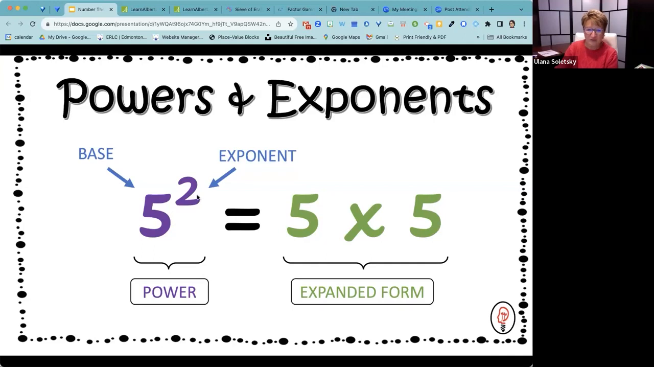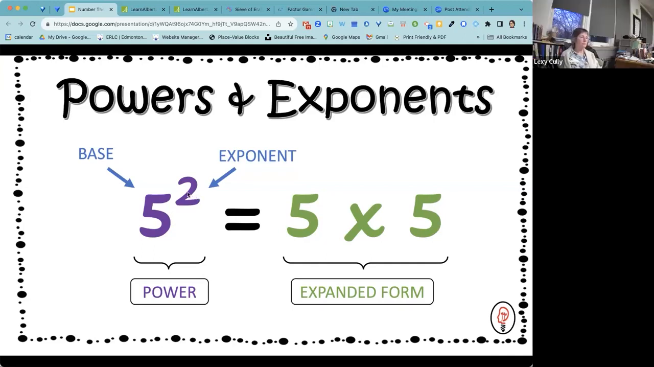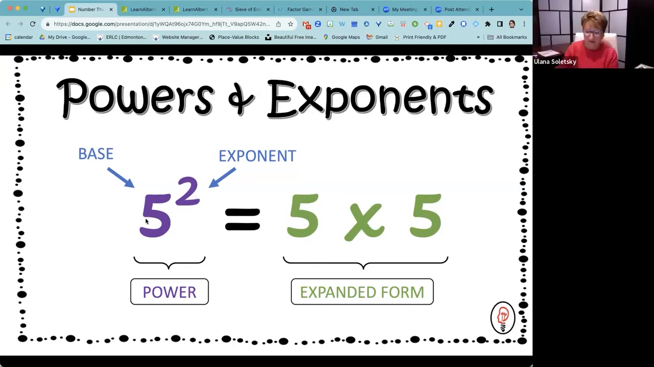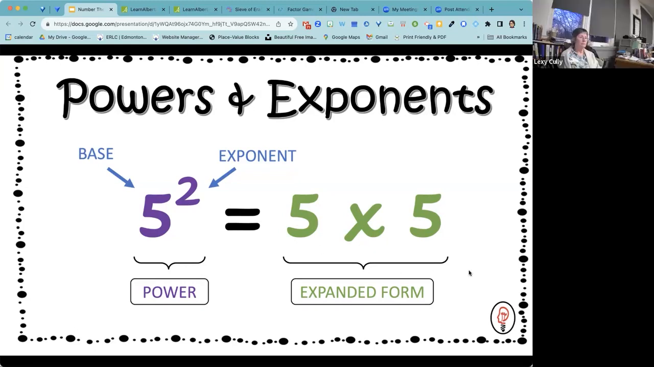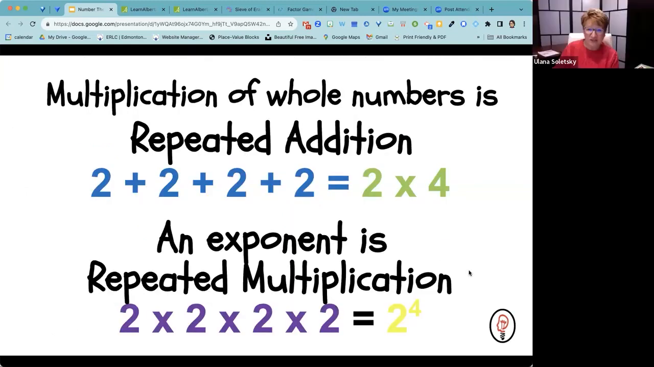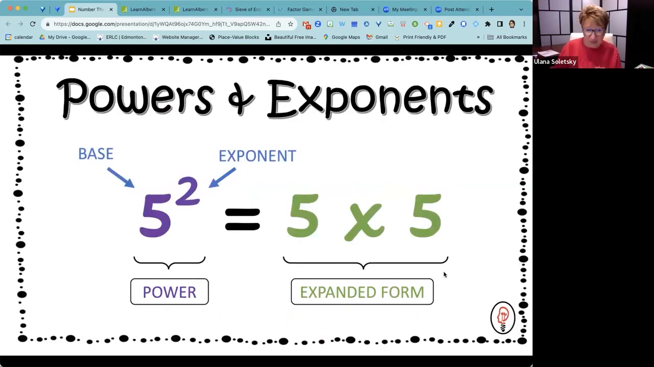And so 5 to the power of 2, or 5 with the exponent of 2, means 5 times 5. And so one of the things that kids will often get mixed up is they will think that that means 5 times 2.